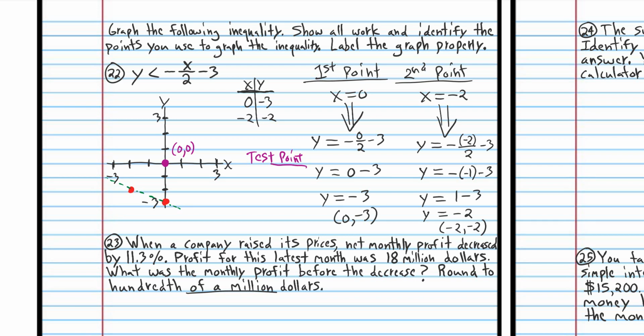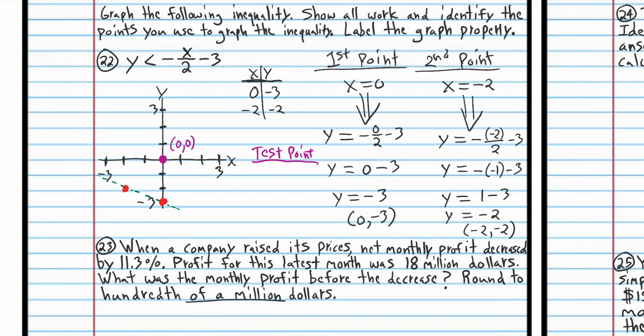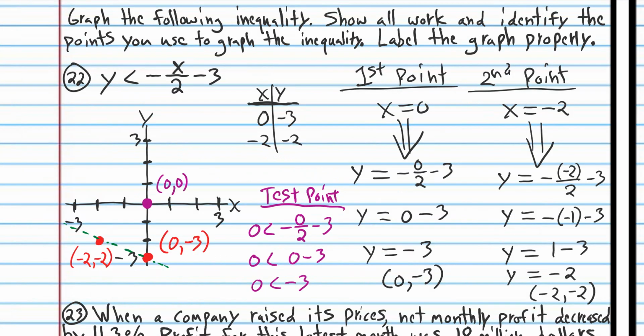All right, so now to test 0, 0, I'm going to plug in 0 for x and 0 for y, and I'm going to determine if that inequality is still true. If it is true, then we're going to shade in this region. If it's not true, we're going to shade in this region. Very simple. So instead of y, we have 0. Instead of x, we have 0. Again, because we're plugging in 0 for x and 0 for y. So now we have 0 is less than -0 over 2, which is just 0. And then 0 minus 3 is -3. So you tell me, is 0 less than -3? Now think about that. Is 0 less than -3? It's not less than -3. So because 0 is not less than -3, we have to shade in the region down here.